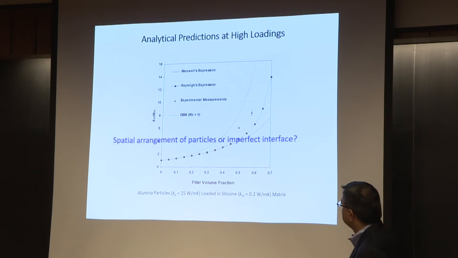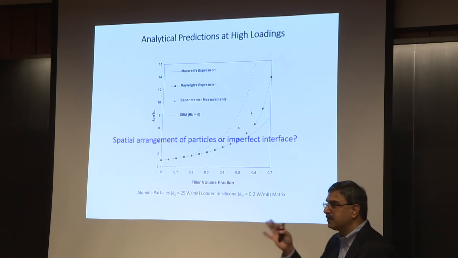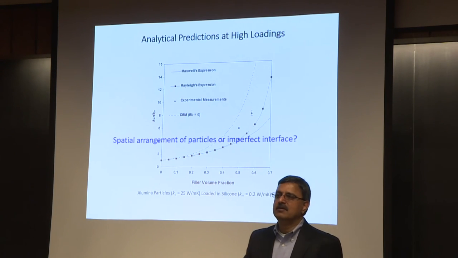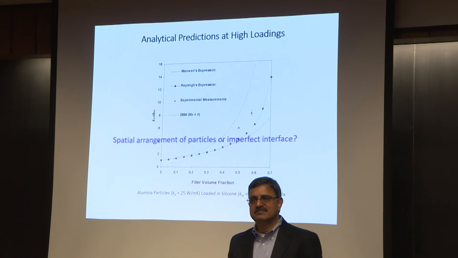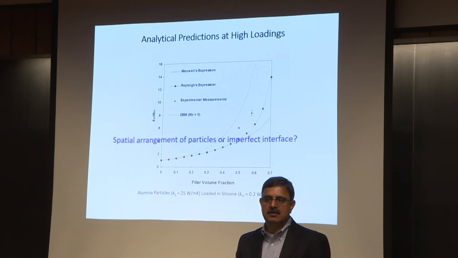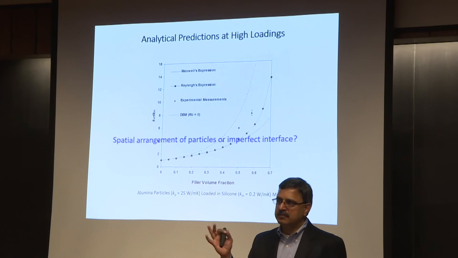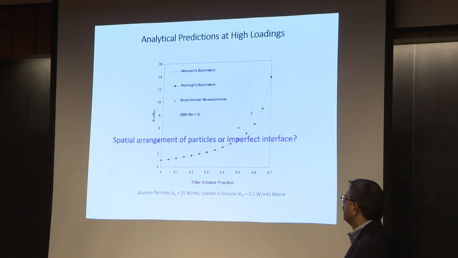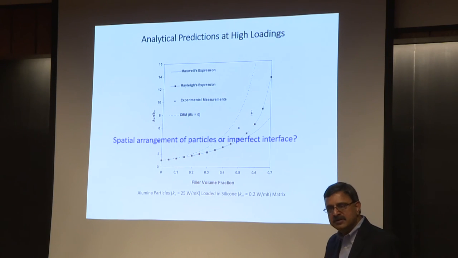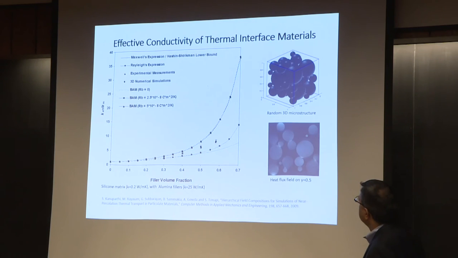So the normal question is, is it because of spatial arrangement of particles or the interface? And most often people would say, well, the experiments don't match, the model must not be correct, therefore the interface is probably imperfect. So I felt that maybe we should explore the particle arrangement and the physics of energy transport between particles a little bit more.